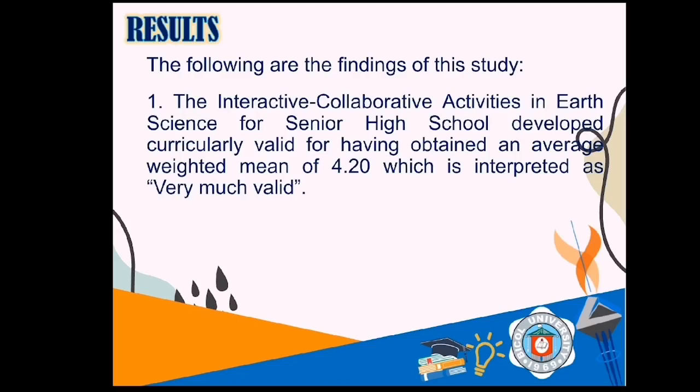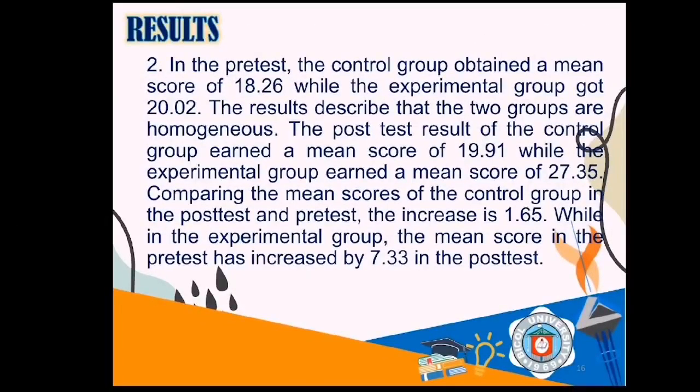The second result, pre-test and post-test results of the control group and experimental group. The pre-test was administered to the controlled and experimental group to find out the entry competence in the earth science of the students before any treatment is given. The control group was exposed to traditional teaching approach, while the experimental group with interactive collaborative activities. The mean scores of the control and experimental group in the pre-test and post-test. The mean score of the control group in the pre-test is 18.26, while in the experimental group it's 20.02.